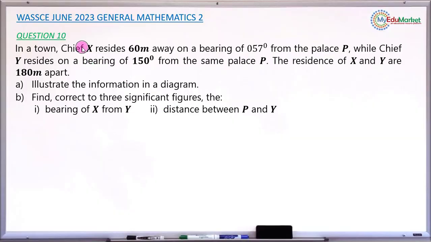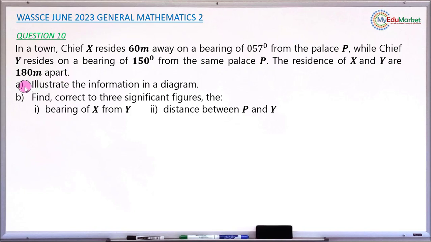This is WAEC June 2023 General Mathematics Paper 2, and we are answering question number 10, and the question reads: in a town, Chief X's residence is 60 meters away on bearing 057 degrees from the palace P, while the residence of Chief Y is on bearing 150 degrees from the same palace P. The residences of Chief X and Y are 180 meters apart.